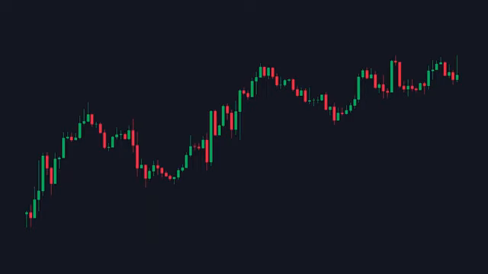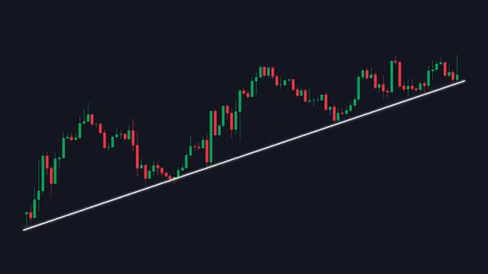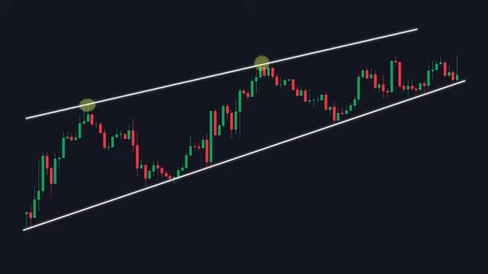So, during an uptrend, price typically forms higher highs and higher lows. To draw a trend line, you connect the swing lows underneath the price to outline support, or the swing highs above the price to outline resistance.